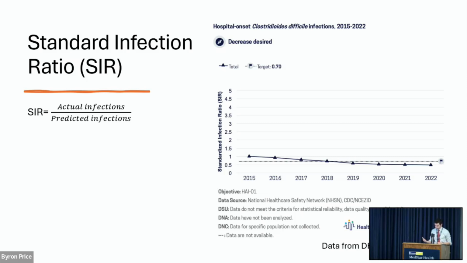In 2015, there was a goal set for national reduction in SIR to about 0.7. And that's a 30% reduction. And that's a goal that nationally we reached, and we actually went even further than that goal. So as a nation, we're meeting what we want with C. diff.